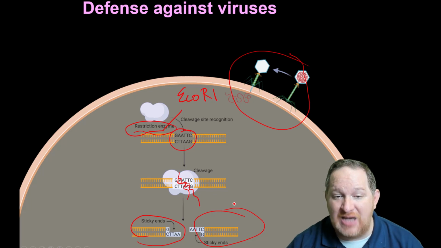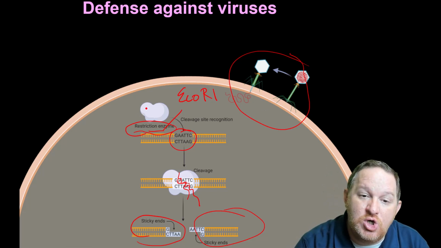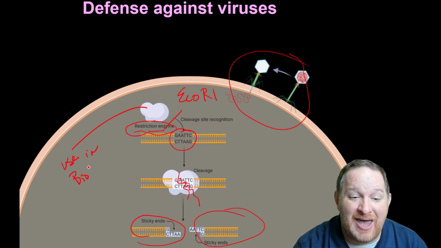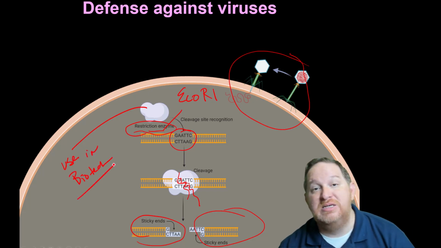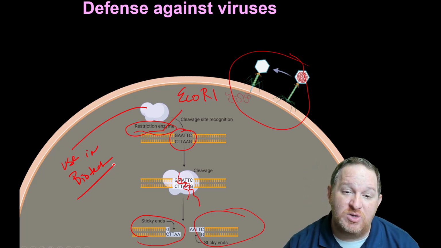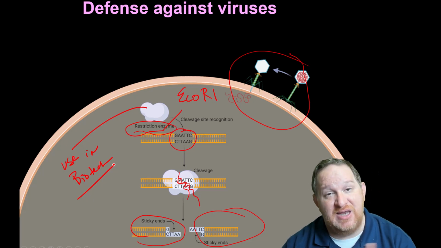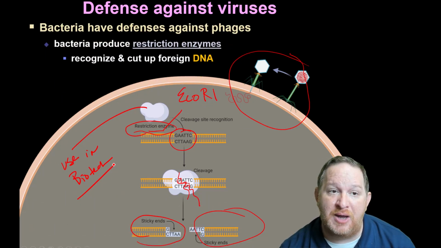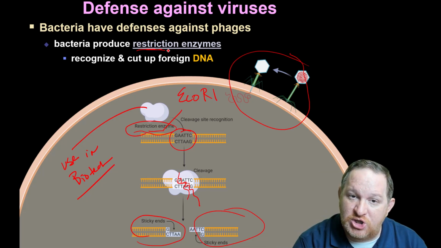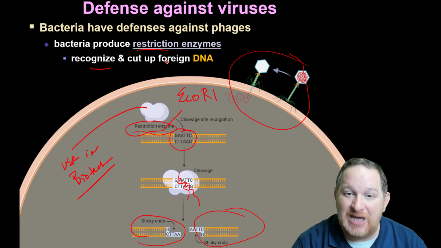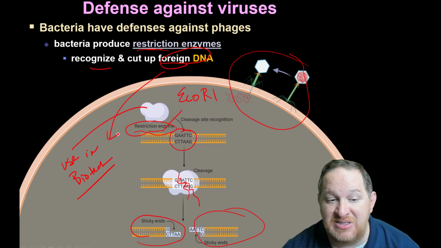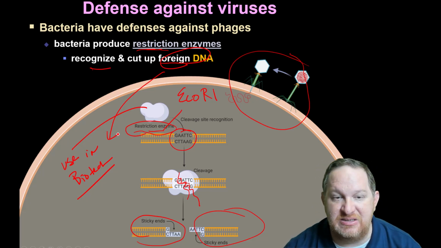Now, why do I bring this up? Well, because we actually use restriction enzymes. We use them in biotech procedures, right? So later on in my video about biotech, you'll see that we use restriction enzymes if we want to cut up DNA for some other purpose, okay? So again, these bacteria produce these restriction enzymes that recognize and cut up foreign DNA, which we have actually learned to harness as humans and use in several biotech mechanisms.